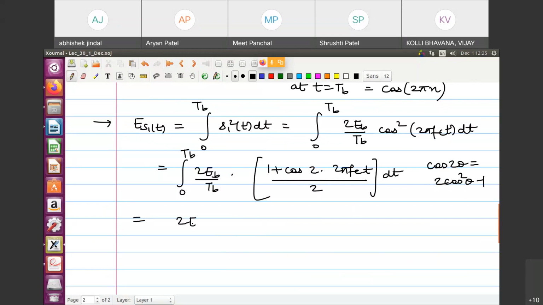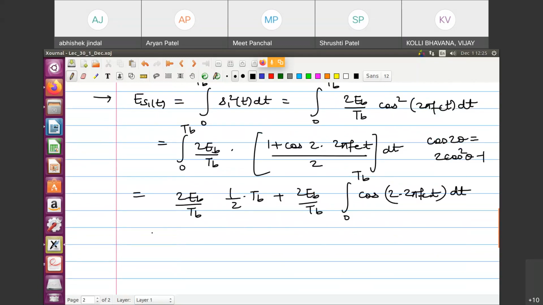Let us check. This is twice of EB by TB. So it is 1 upon 2 into TB plus twice of EB by TB times the integral of cosine of 2 times 2 pi FC t over 0 to TB. What is this? This comes out to be TB. The 2 cancels, TB division plus. Although I can leave it as homework, I am doing it.